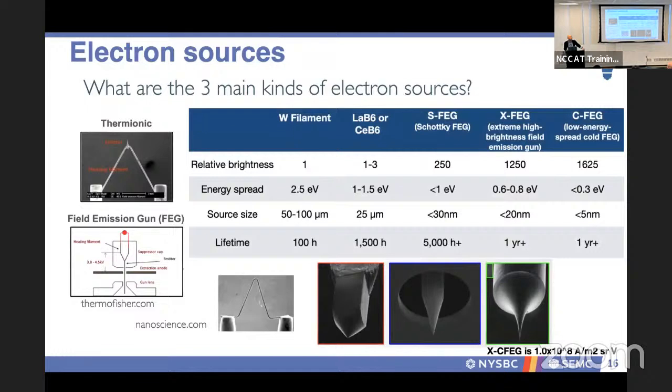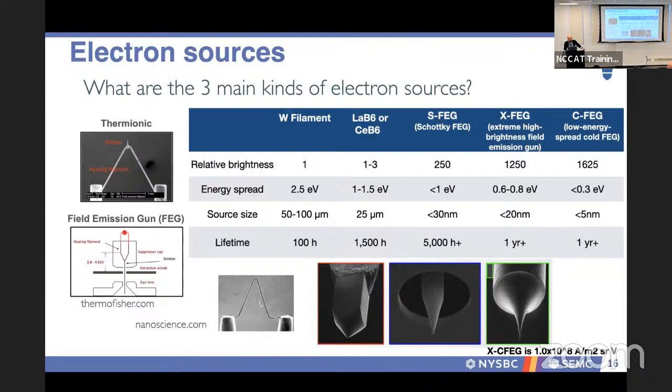Something else to think about would be lifetime, because a tungsten filament is very much like a light bulb. When you need it, it's on, and when you don't need it, you turn it off. Something like an SFEG and XFEG, you keep on all the time, and it's on all the time. It can last for thousands of hours, if not years, if you're very lucky. And it depends on the manufacturing process.